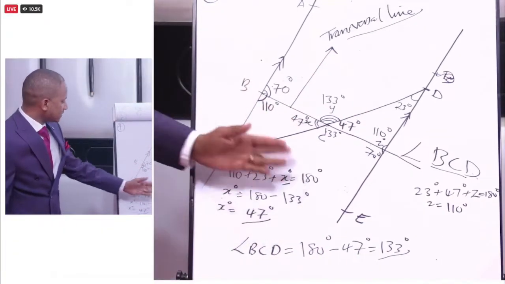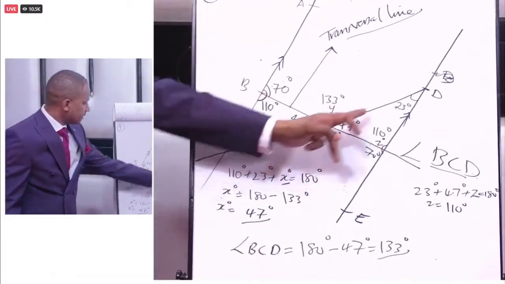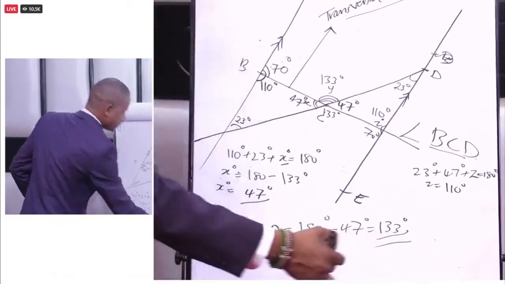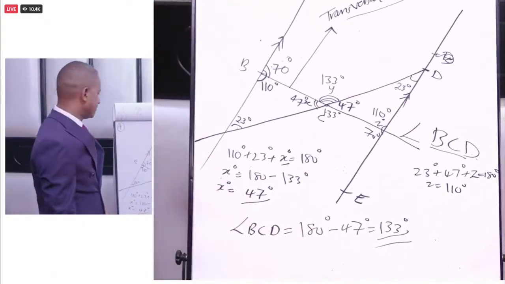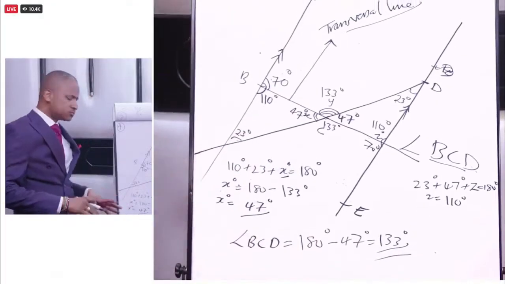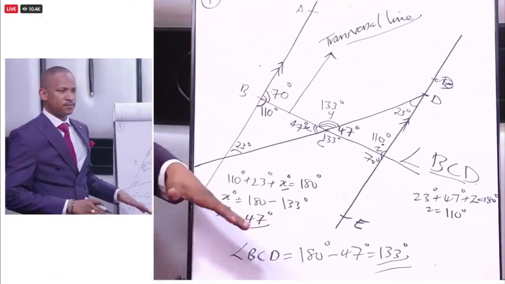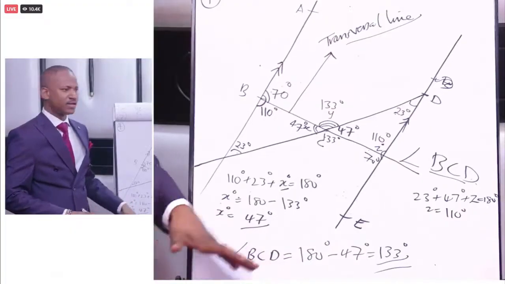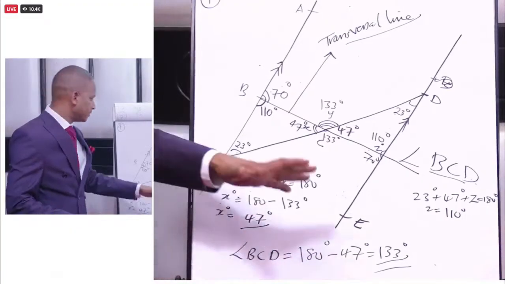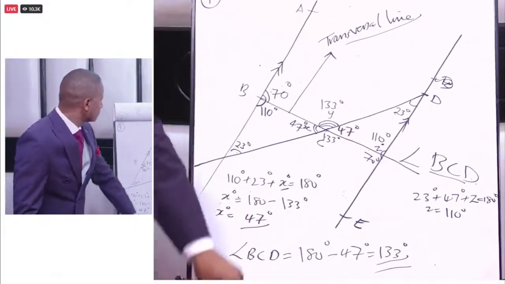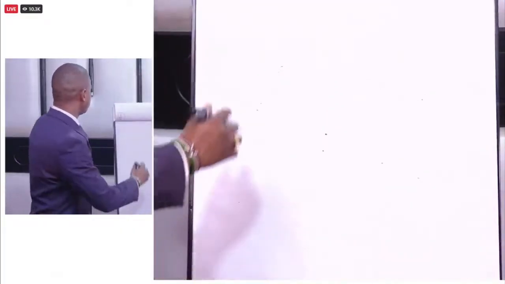So the question wants angle BCD, which is 133 degrees. As simple as that. So these are things which you can't get wrong. You can't afford to lose even a mark here. It is too expensive for us to lose a mark in a very cheap question. So we go to question 5.